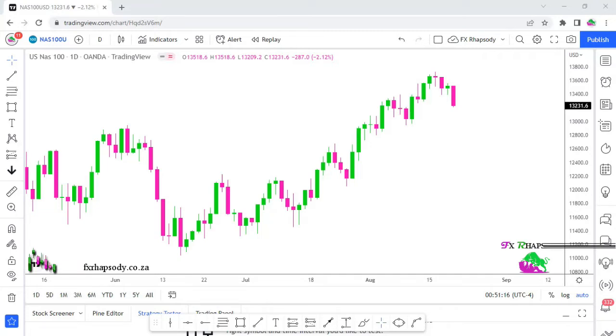Today we're looking at Nasdaq. It's going to be a quick analysis just to see what has happened to Nasdaq, where it is heading, and all that kind of thing.